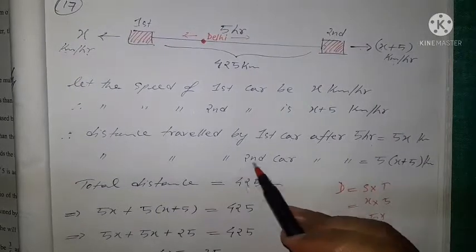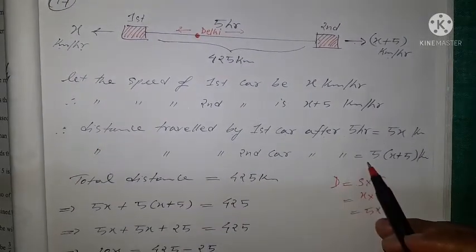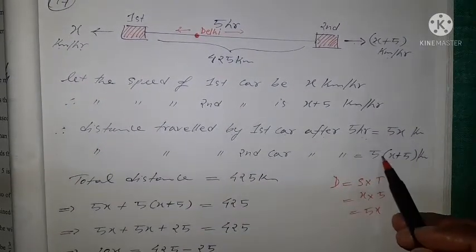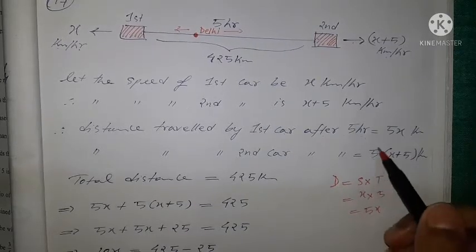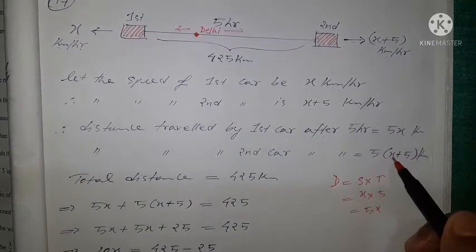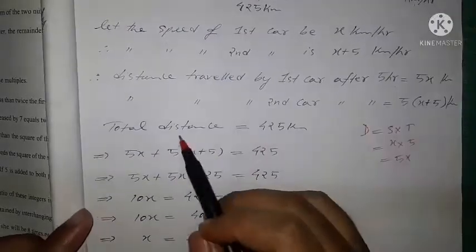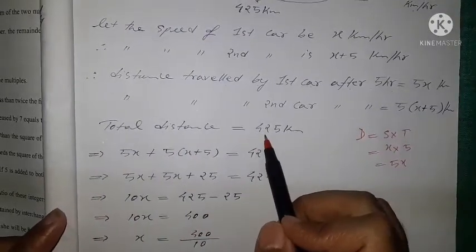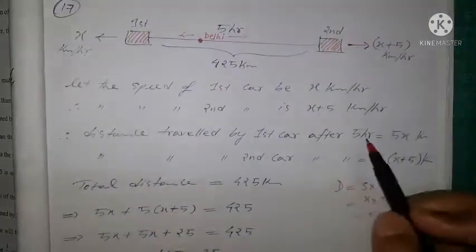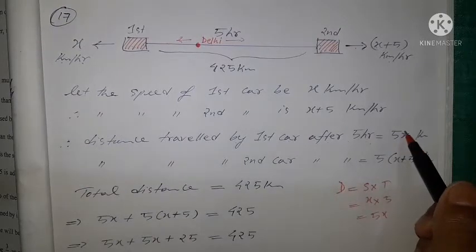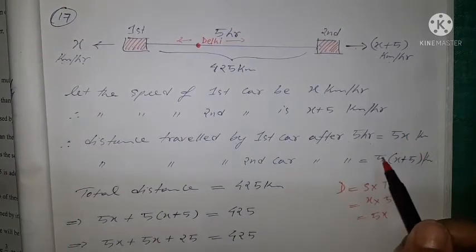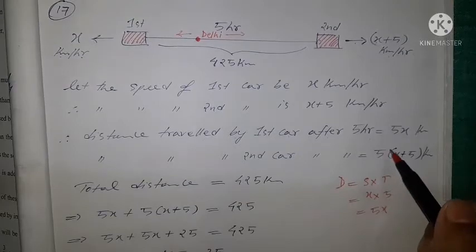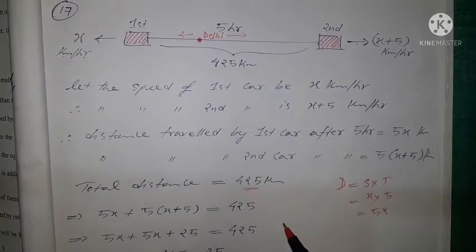Similarly, the distance traveled by the second car after 5 hours is 5 into x plus 5. So 5 into x plus 5. This 5 is the time and this is the speed, that is x plus 5. Total distance is already given. Total distance between them is 425 km. That means this is the distance traveled by the first and this is the distance traveled by the second car. So if we add both these distances, we will get the total distance, that is 425.